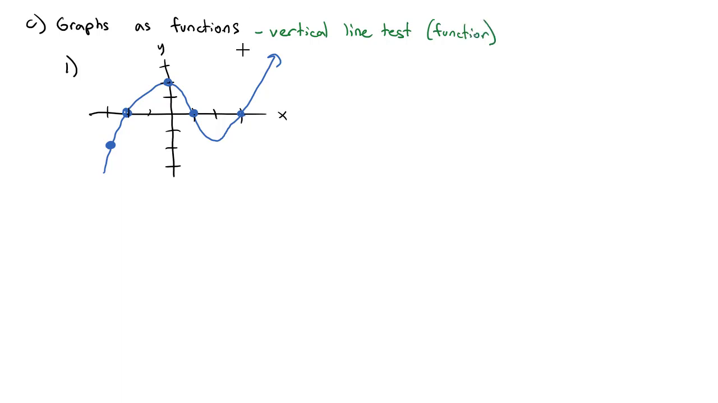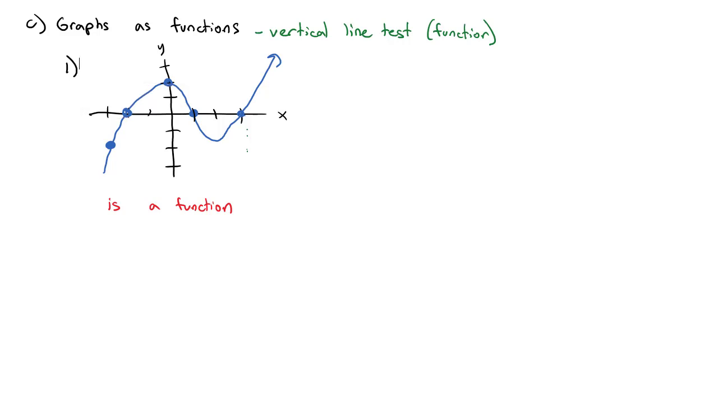The idea is if I were to draw a vertical line through this graph, this vertical line can move through the graph and it's only going to touch the graph once at any given point for that vertical line. If it only touches the graph once, then we can say that it is a function, because that vertical line only touched the graph once.